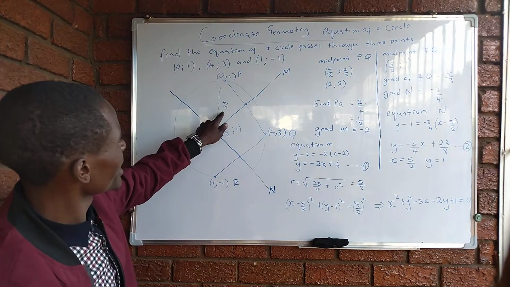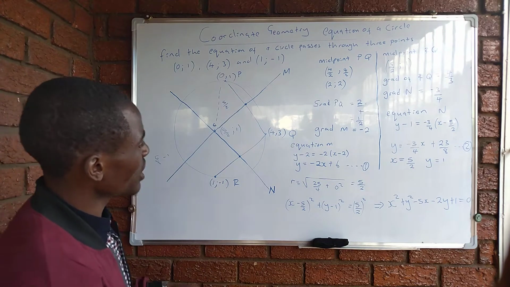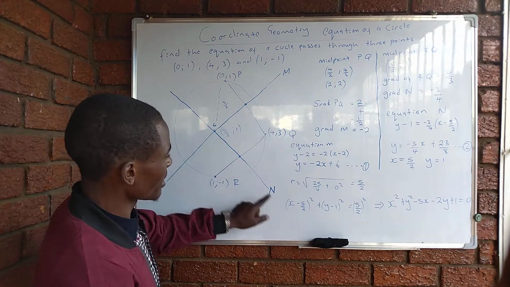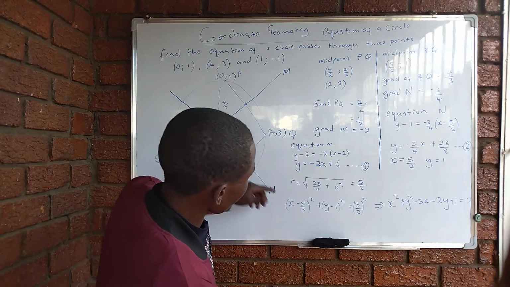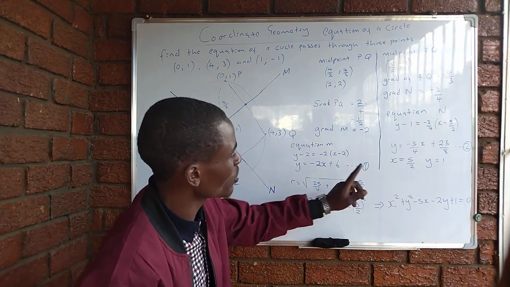Now that we have the radius and the center, there is no problem. Going back to our equation, we get (x - 5/2) squared plus (y - 1) squared equals (5/2) squared.